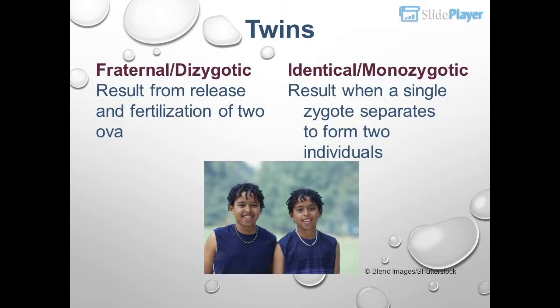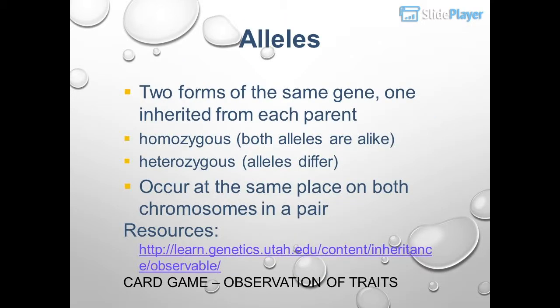Alleles: two forms of the same gene, one inherited from each parent. Homozygous: both alleles are alike. Heterozygous: alleles differ. They occur at the same place on both chromosomes in a pair.